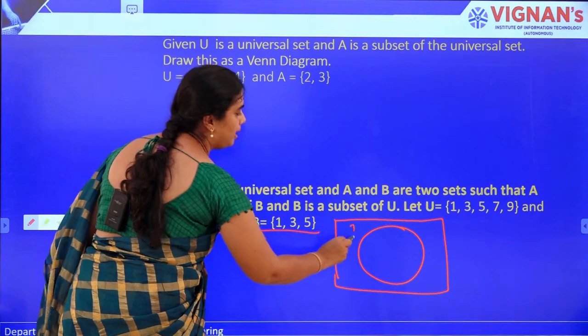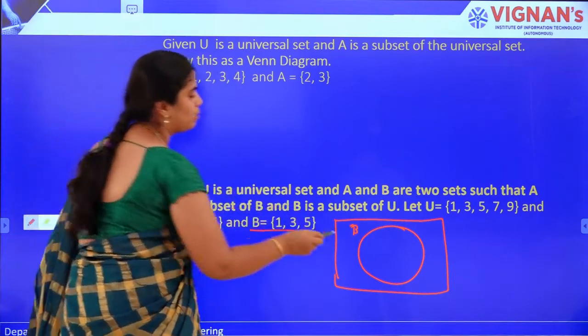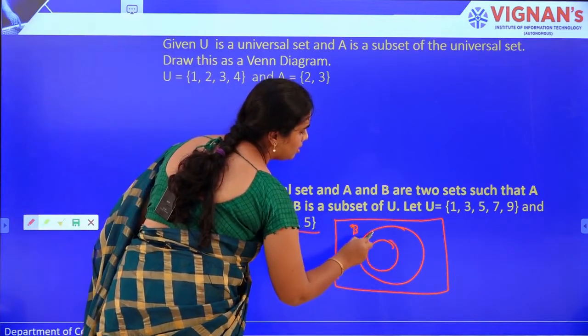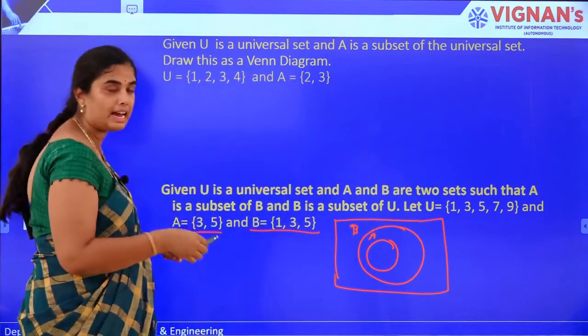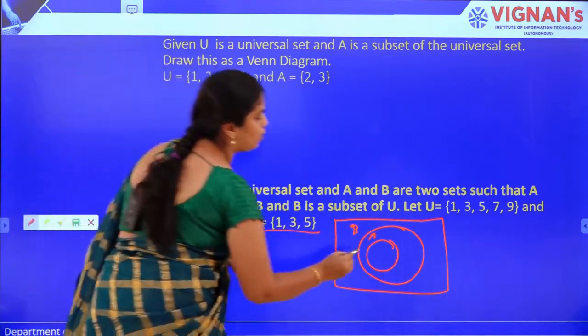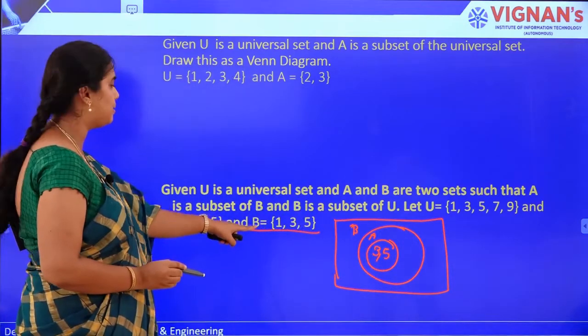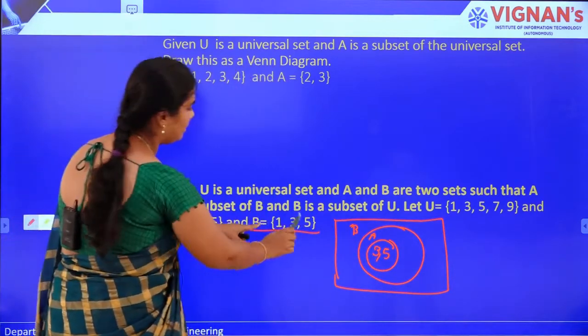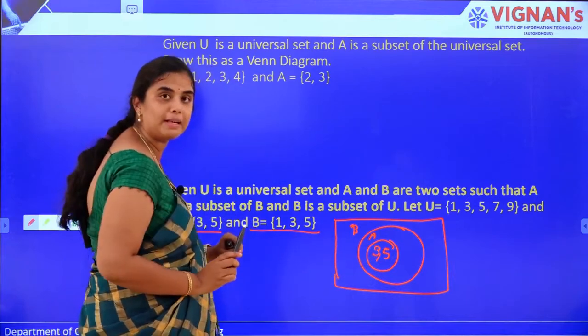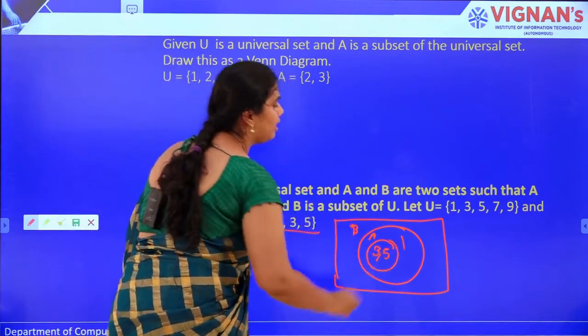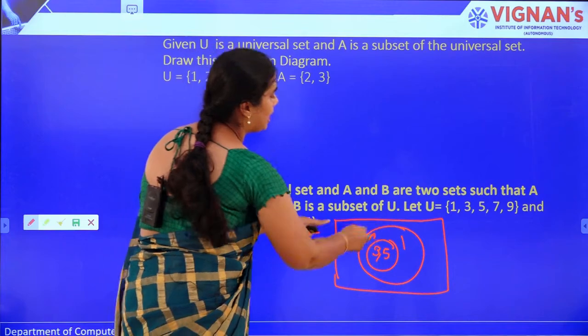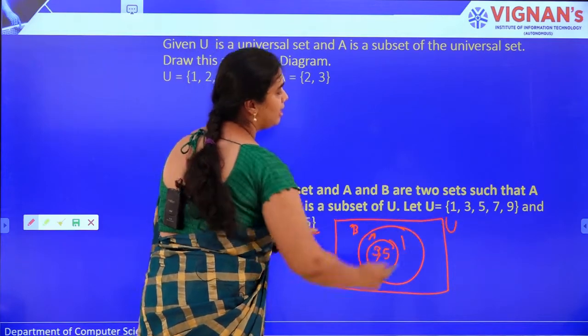So this contains the whole number of elements, and this universal set contains, let us suppose this is B, and this B contains A. So now let us start from the inside. This A contains 3, 5, and what are the elements present in B? 1, 3, 5. So 3 and 5 are already present in A, so we can write only 1 over here, and this entire B is present in the universal set U.